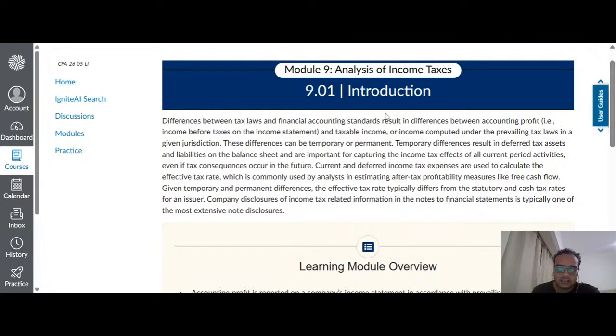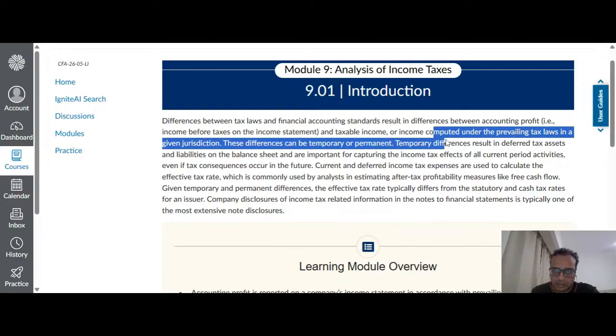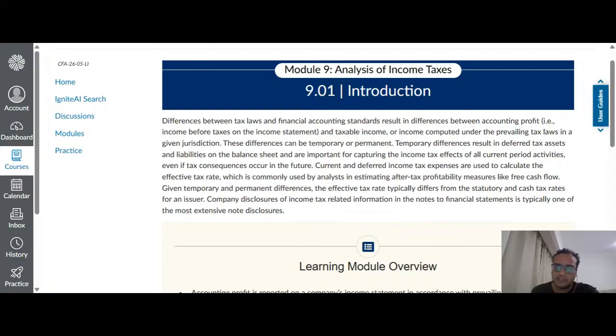Differences between tax laws and financial accounting standards result in differences between accounting profit, that is income before taxes on the income statement, and taxable income as per the tax laws in the given jurisdiction. These differences can either be temporary or permanent.